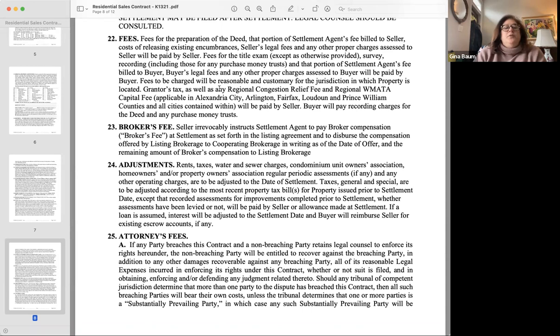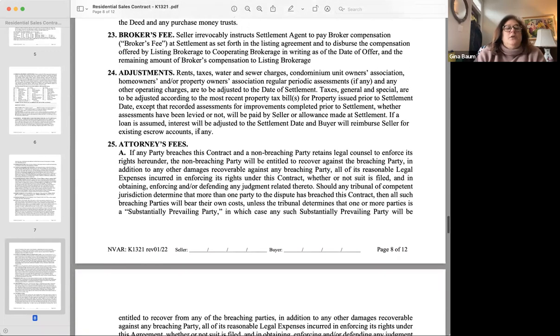Fees to be charged will be reasonable and customary for the jurisdiction in which the property is located. Grantor's tax, as well as regional congestion relief tax, which is a lot of money, and the WMATA capital fee, which is applicable in the city of Alexandria, Arlington, Fairfax, Loudoun, and Prince William counties, and all cities contained within, will be paid by seller. Buyer will pay recording charges for deed and any purchase money trusts. Okay.